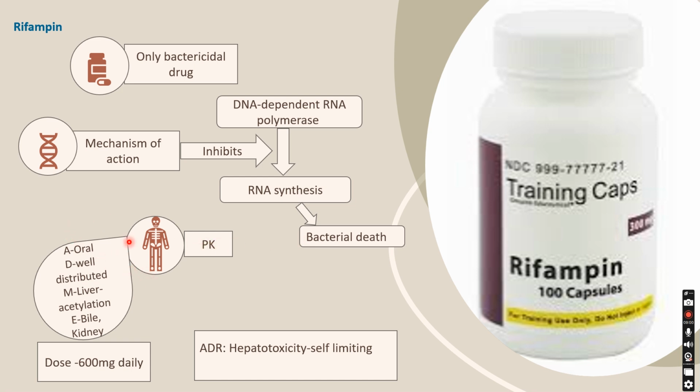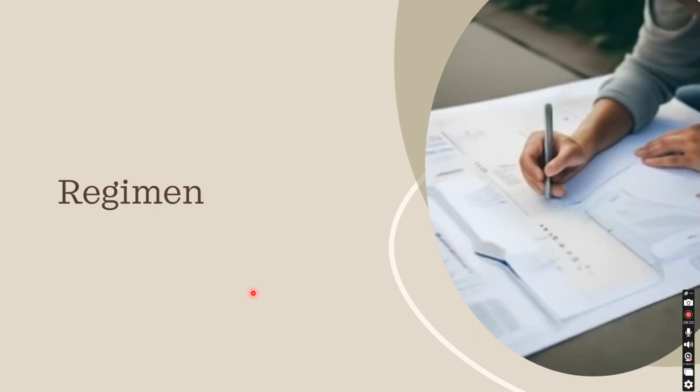Okay, oral pharmacokinetics is similar to that of all the other drugs. Very well orally absorbed, well distributed, metabolized by the process of acetylation, and eliminated by the kidneys. And I want to note that rifampin is given at 600 milligram daily. Okay, and the adverse drug reaction is hepatotoxicity, which is self-limiting. So if any patient after initiating rifampin complains of raised liver enzymes, try to reassure them there is nothing to worry about. It will be self-limiting hepatotoxicity.